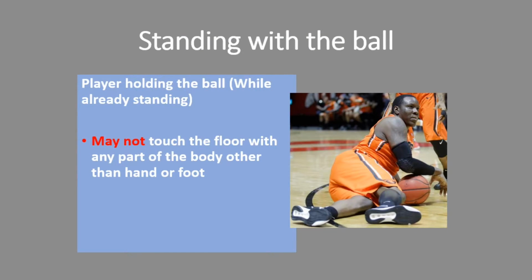A player standing with possession of the ball, again, is holding the ball while standing. A player may not touch the floor with anything other than their foot or their hand. So if their forearm, elbow, side, or knee comes to the floor, this would be considered a traveling violation under our rules. If I'm holding the ball, I have possession, and I maintain possession when my knee, my forearm, or my elbow hits the floor, it is a traveling violation at that moment.